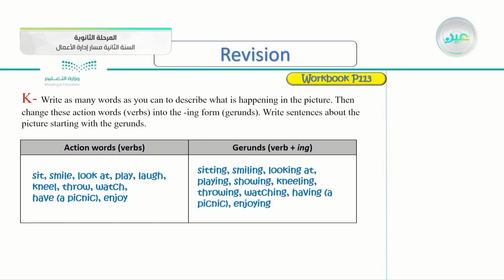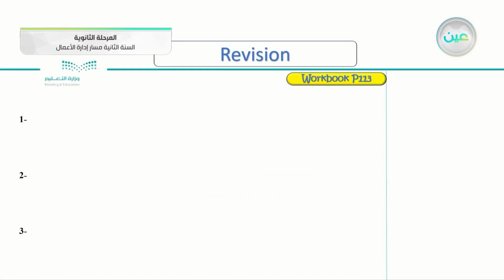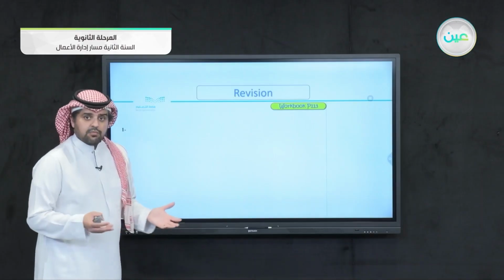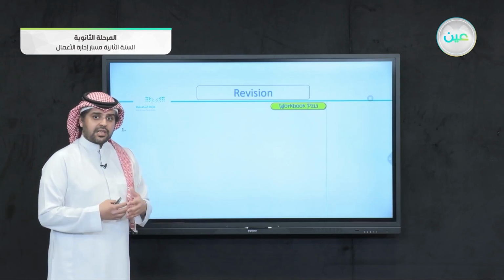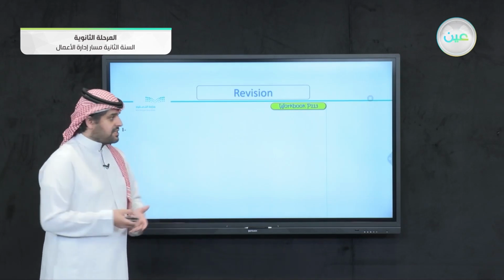So let's get to the second part of the question. Write sentences about the picture starting with gerunds. So these are the gerunds here. Try to come up with some sentences here. Write sentences about the picture starting with a gerund. So I've written three examples, or 3 sentences. You can write more, you can write less, you can write 2, 3, but it's better that you write more than 3 for the exercise.